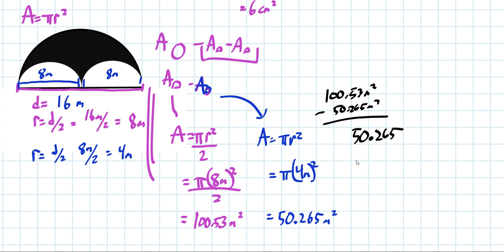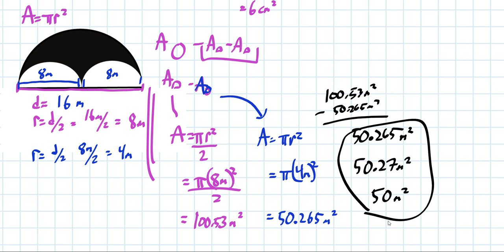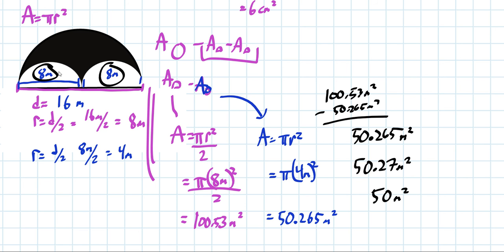So maybe we would round this to 50.27, or maybe we would round it to just 50. Depends on what they ask us to round to. So here, somewhere around 50 meters squared is exactly half of this bigger circle, because we're cutting out 2 circles with radii that are exactly half of the radius of the big circle. So it should be half as big, and I think we can see here that it is.